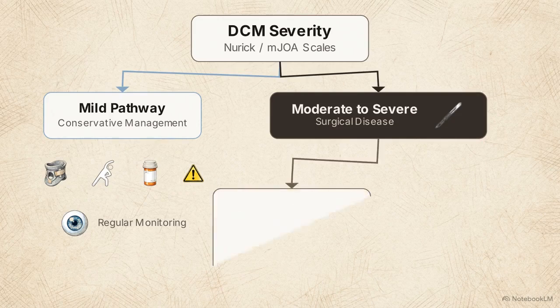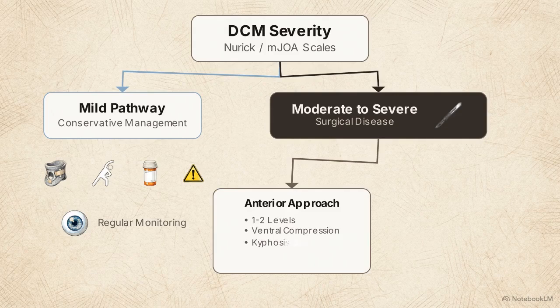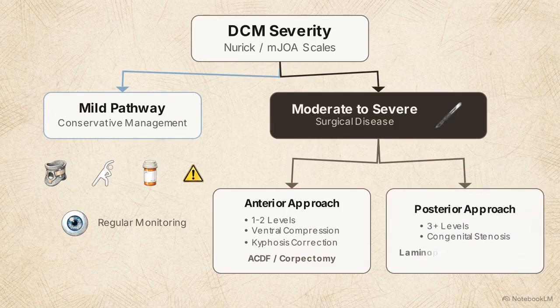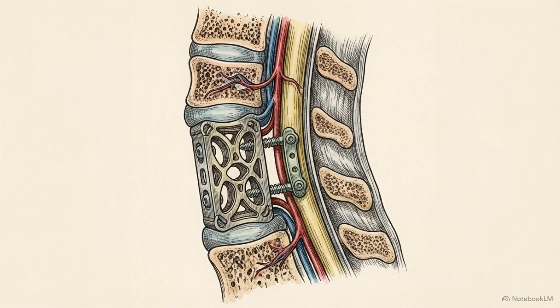An anterior surgical approach, such as an ACDF or corpectomy, is utilized to address ventral compression and correct severe kyphosis. A posterior surgical approach, like a laminoplasty or laminectomy, is ideal for multi-level involvement of 3 or more segments, or cases of congenital stenosis. The primary medical goal of surgery is to halt further progression. Complete neurological recovery is unpredictable.